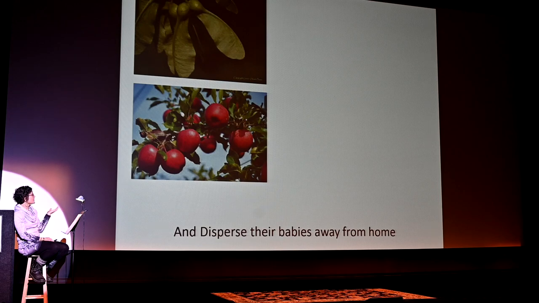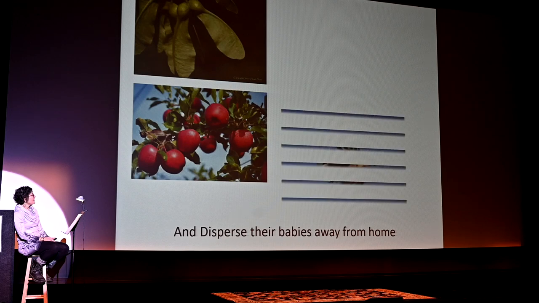So apples fall with gravity, and then they get eaten. If out in the wild, they might get eaten by a rabbit or by a deer. They get eaten by something, and often they eat the whole thing, and then they hop or walk away, and then poop out the seeds all the way over there. And so again, dispersing their babies away from home.